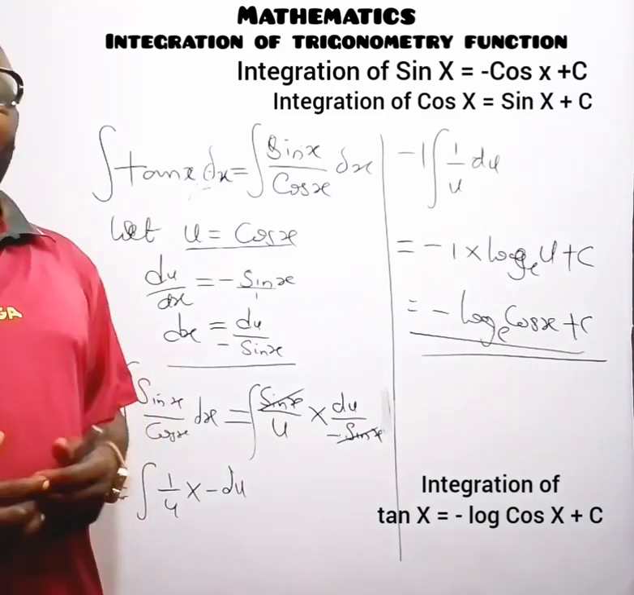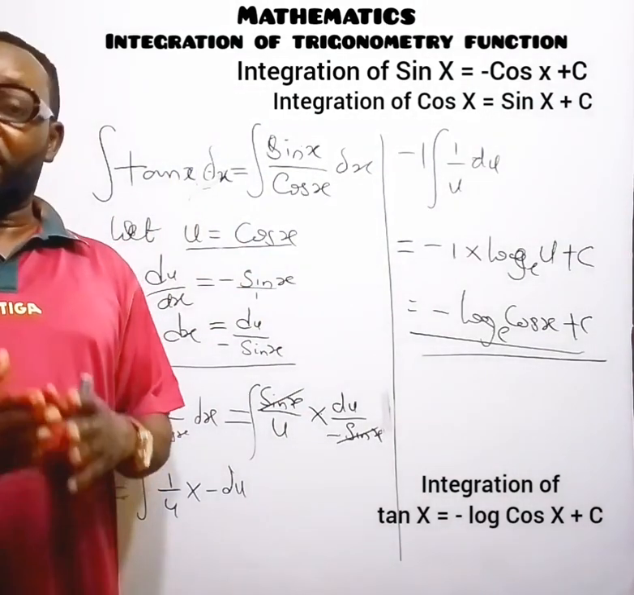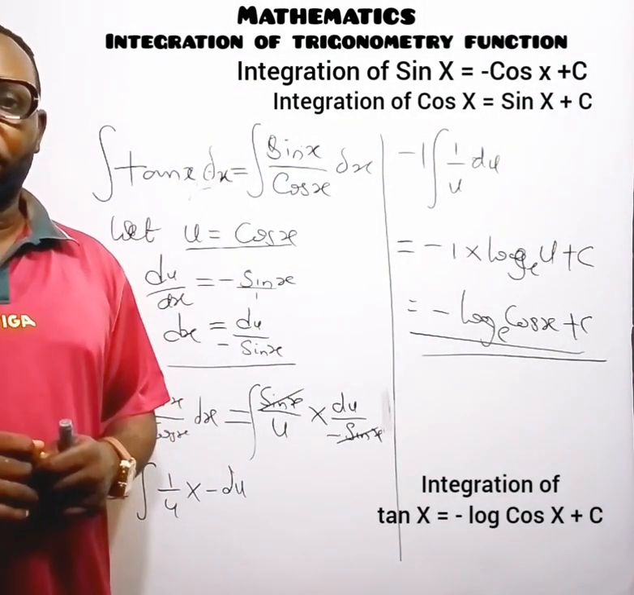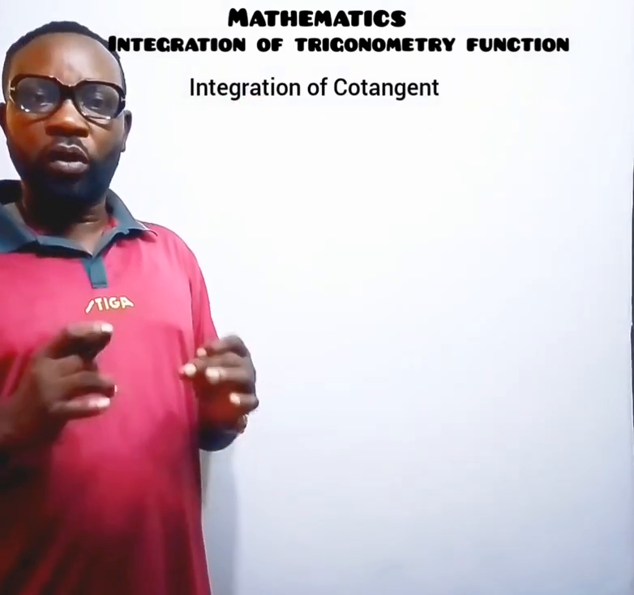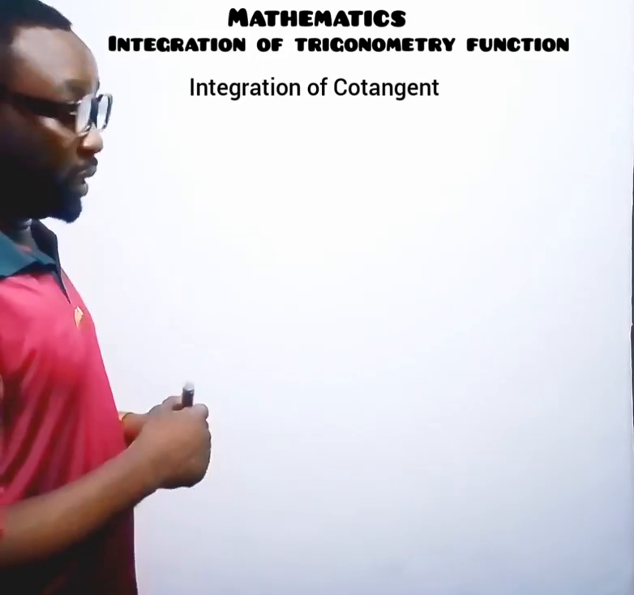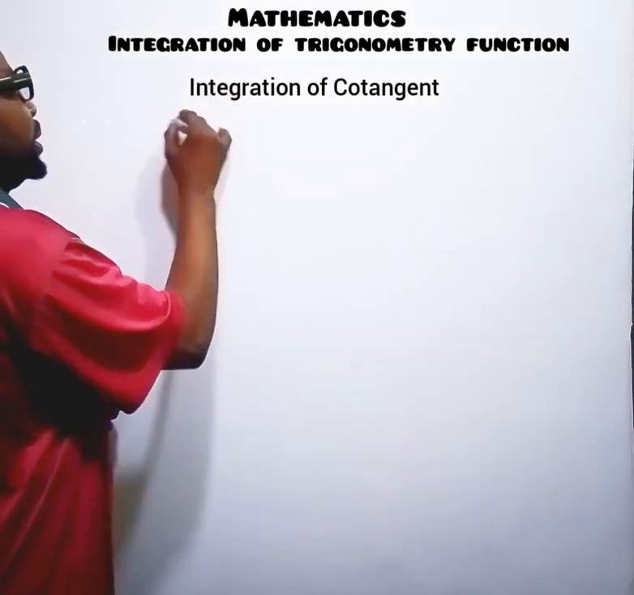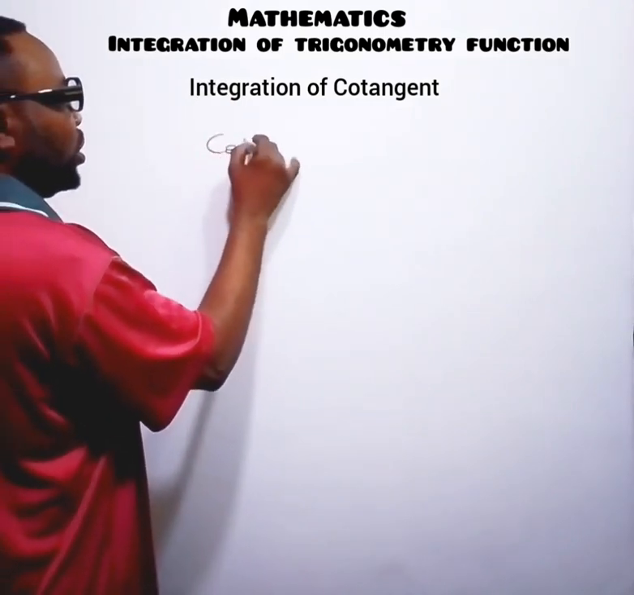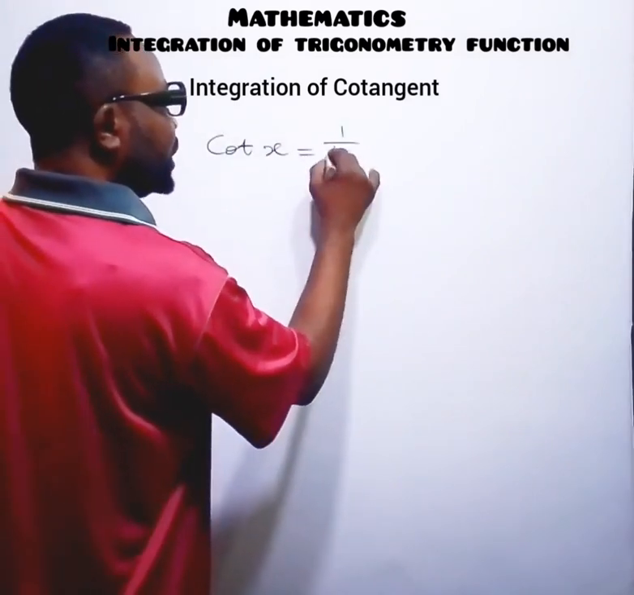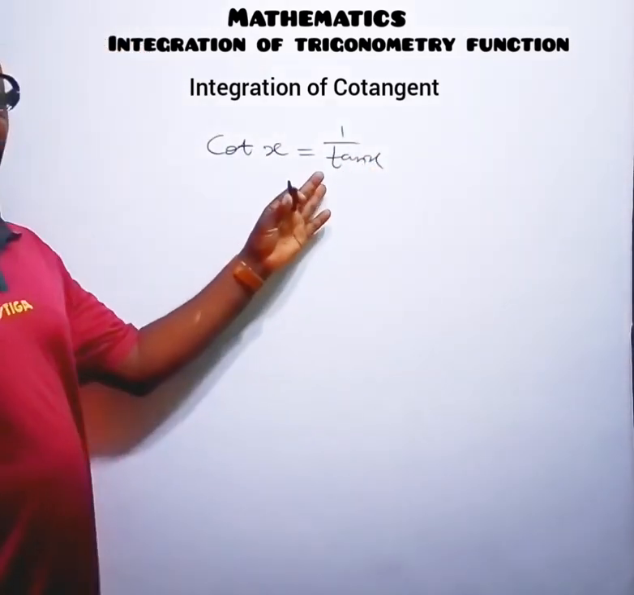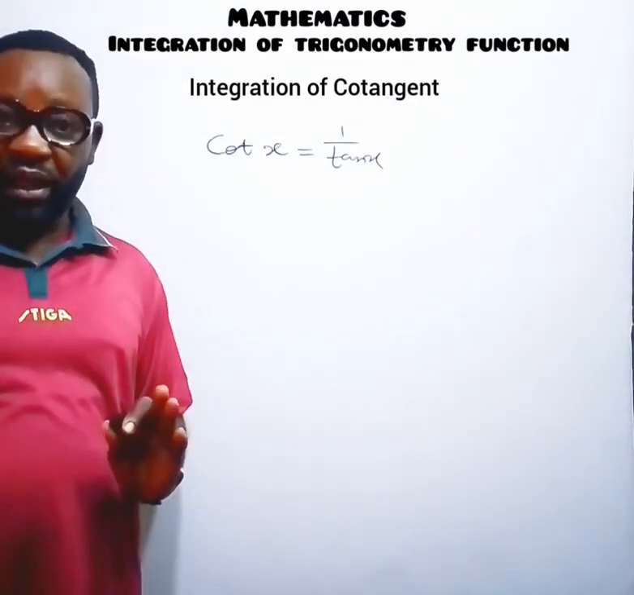Now let's look at how we are going to find the value of cot x, that is cotangent. We want to deal with the integration of cot x, taking x as the variable we are going to be using here. Don't forget that cot x is equal to 1 over tan x, that is the reciprocal of tan x. That is the meaning of cot x.